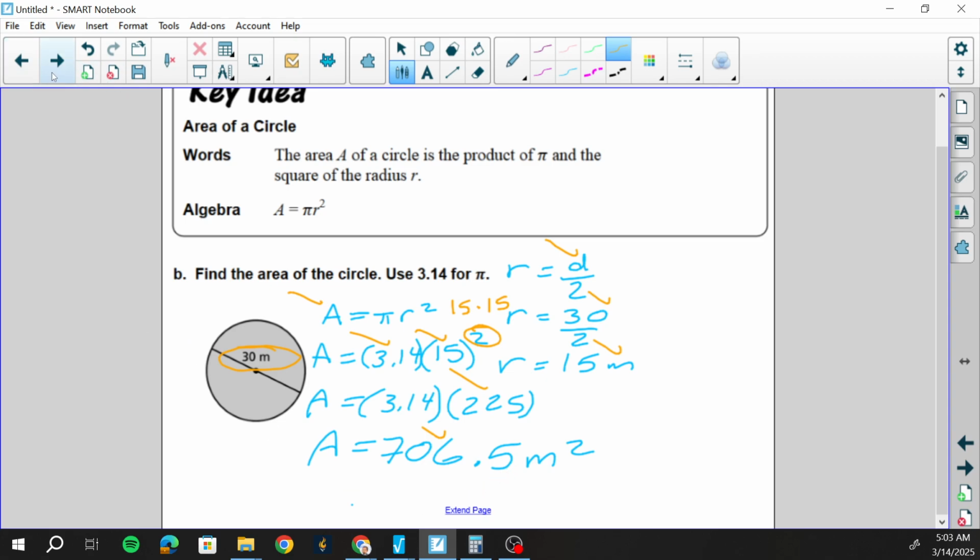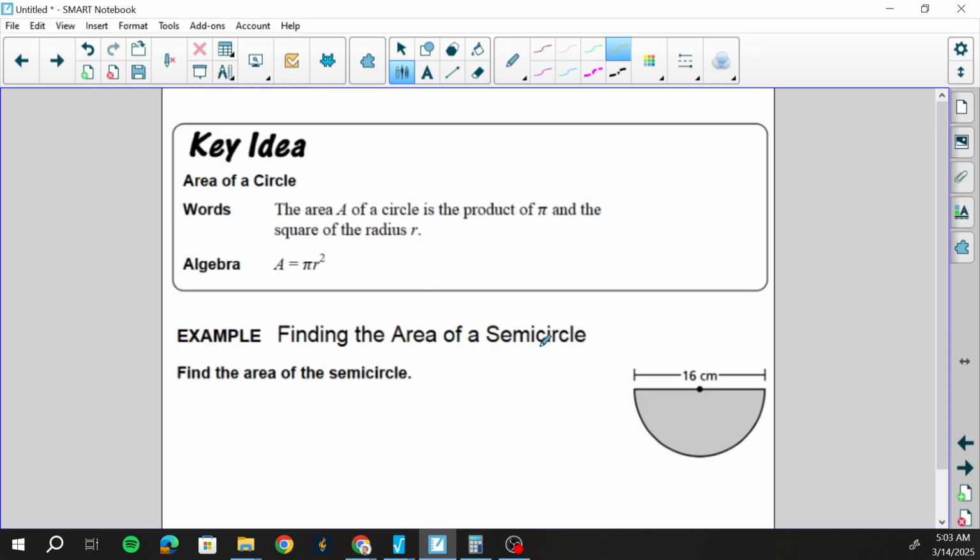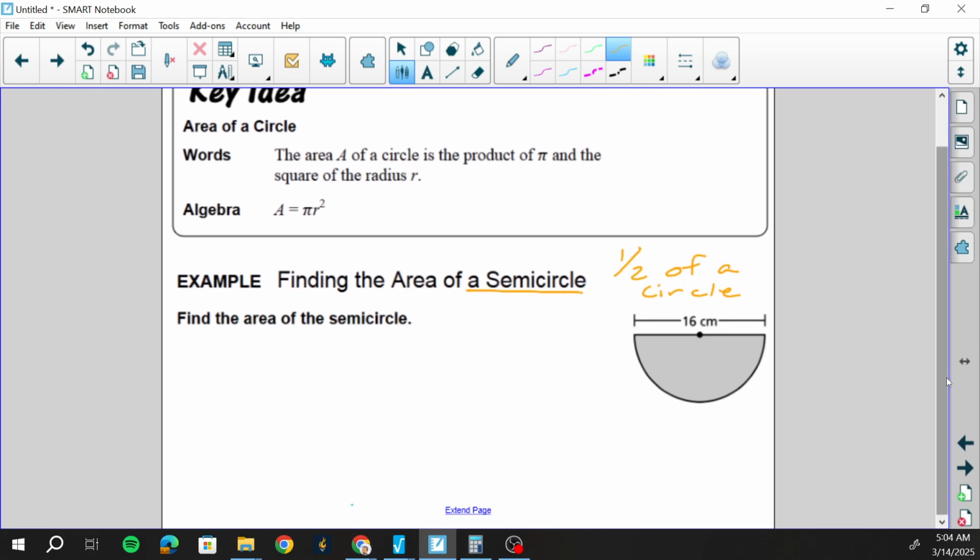So the last of these. Third example, this is a semicircle. A semicircle is half of a circle. So our formula is for a whole circle. But if we want a semicircle, all we need to do is take this little formula and divide by 2. So we're going to rewrite our formula here. We're going to go area equals pi r squared over 2.